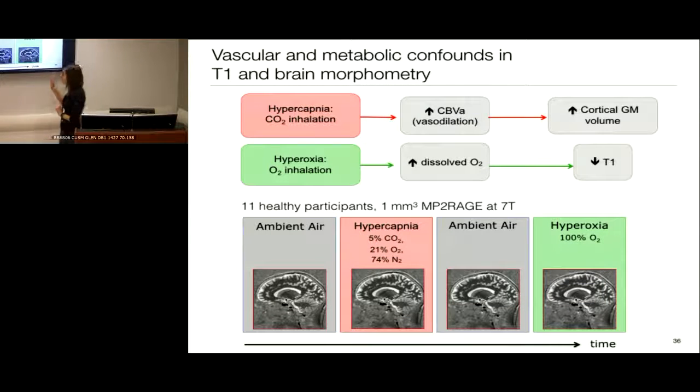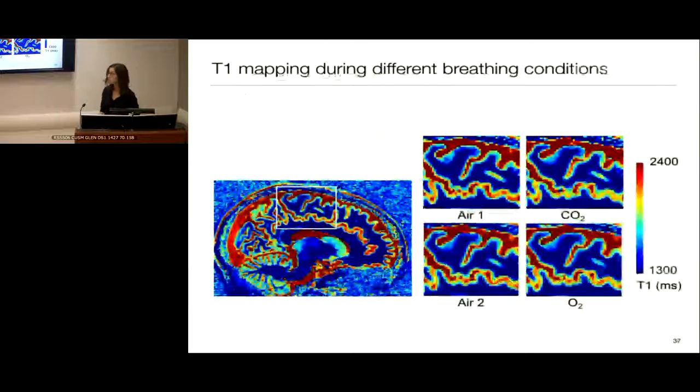So they were scanned first breathing ambient air. They would start breathing in, for example, the higher concentration of CO2. We'd wait for the effect to stabilize, okay? And then we would acquire a second T1 map, back to ambient air, and then the hyperoxic challenge. So this is what the T1 maps looked like.